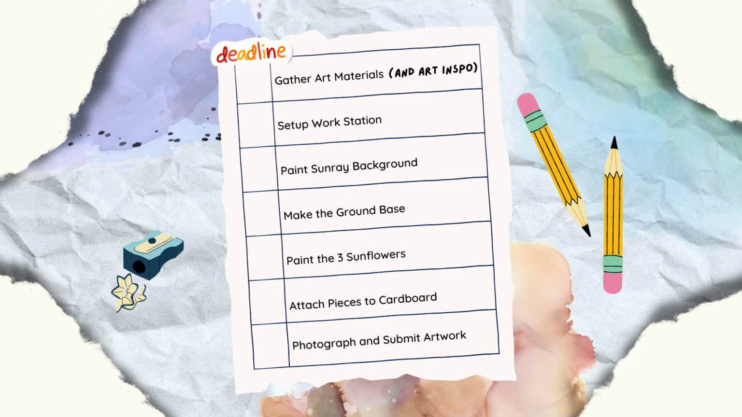We have finished reviewing our checklist from part 2, and now we need to make sure we prepare our first checkbox in gathering art materials and especially art inspiration.